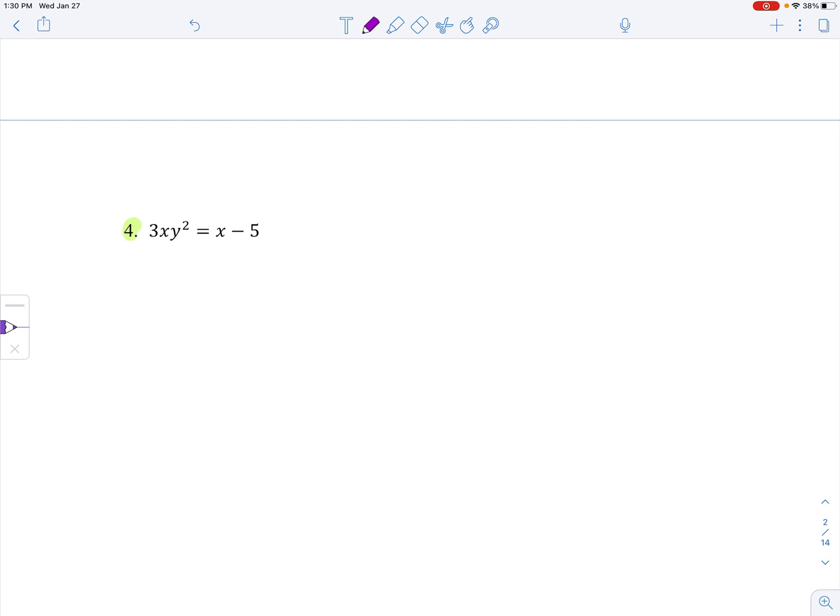Okay, so I'm going to work through the highlighted problems. So we are using implicit differentiation in number 4 to find dy over dx. So my first step is going to be stating that I am differentiating with respect to x for each term here.